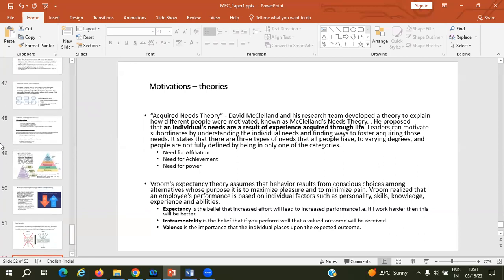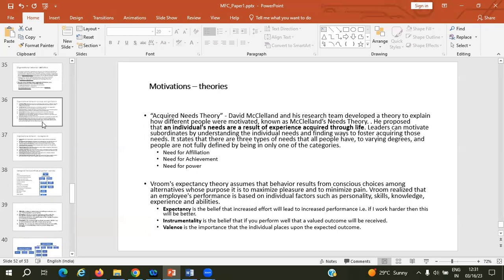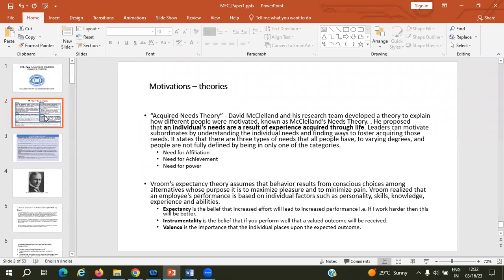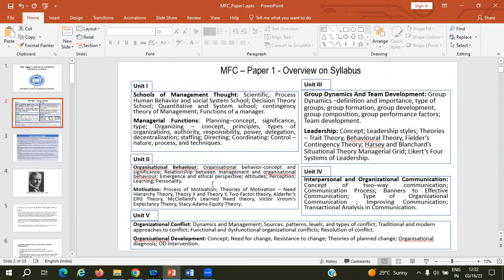Then we'll go through the remaining things. I'm checking your syllabus. There are another couple of theories. We will complete that, then we'll complete this unit. Next class we'll go to the third unit. Your next class is the day after tomorrow. Tomorrow you will not have class, the day after is your class.